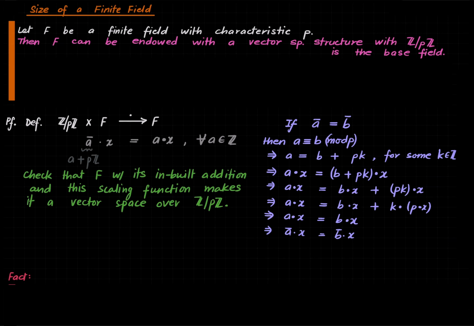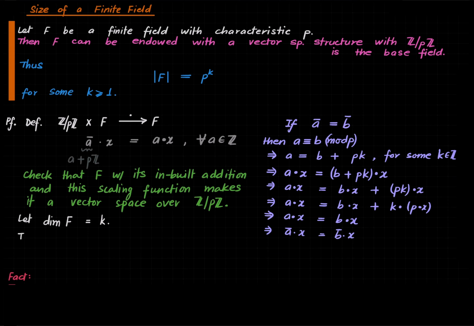And now we want to say that the size of our finite field is some power of P. There is some positive integer K such that the size of F is the corresponding power of P. Why is that? Well, since F is a vector space over Z mod PZ, under our definition of scaling, it has some basis. And since F is finite, this basis has to be finite. So let the dimension of F as a vector space over Z mod PZ be equal to K.